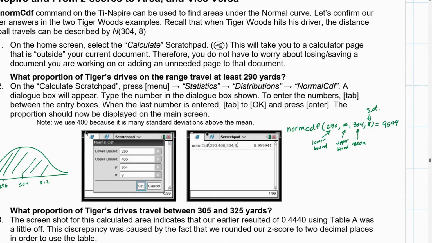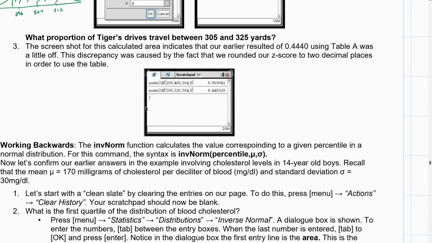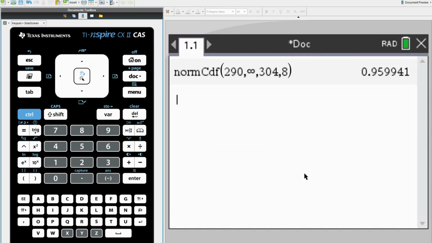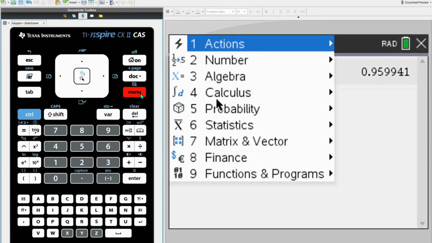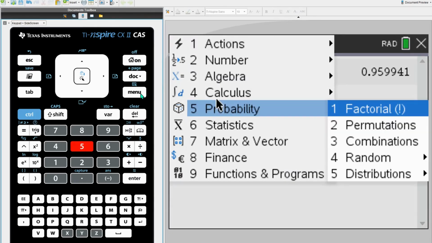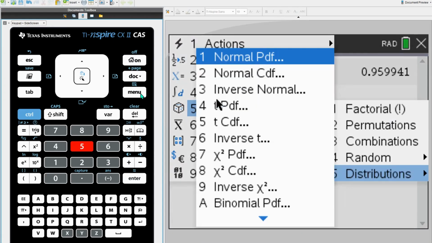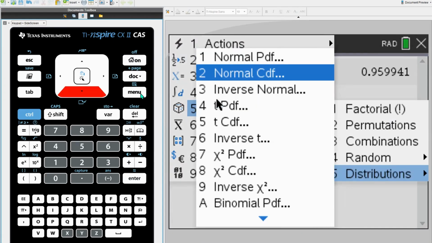All right, let's do this next one. What proportion of the drives travel between 305 and 325? Let's switch back over to the calculator. Again, menu, probability, which is option 5, distribution, which is option 5, and again, option 2, normal CDF.